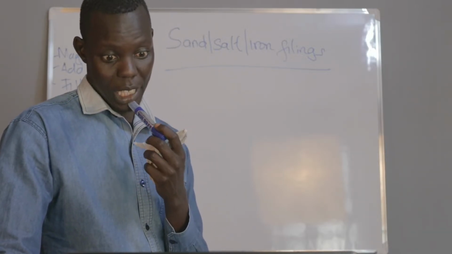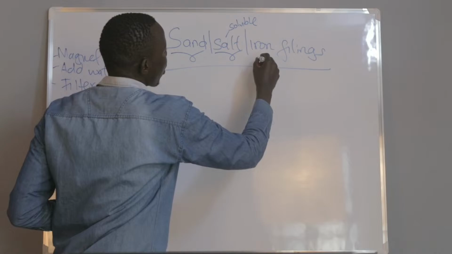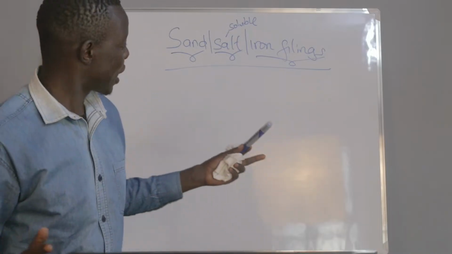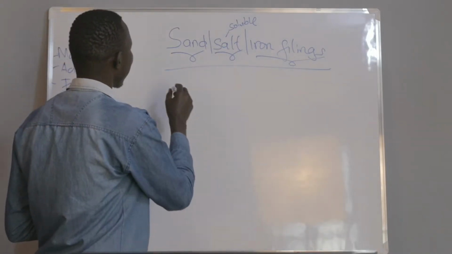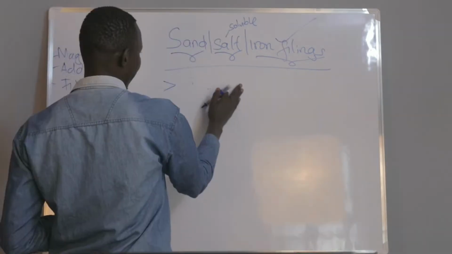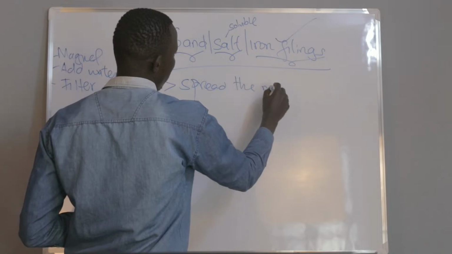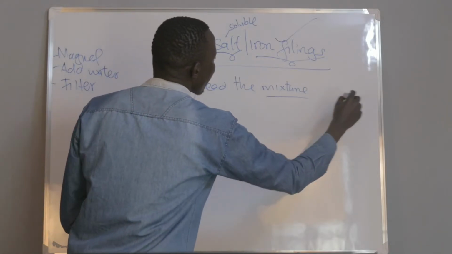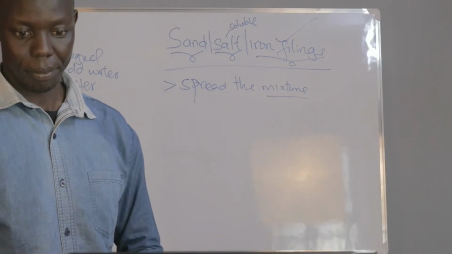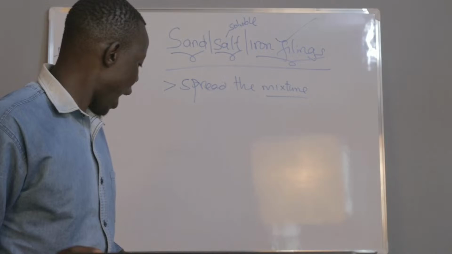I will read your answer, but in the meantime, allow me to explain. So you have sand, then we have iron filings. When you have such a mixture, the first one to be removed is the one that is magnetic. Spread the mixture on a flat surface, then pass a magnet over it. There you will remove the iron filings.